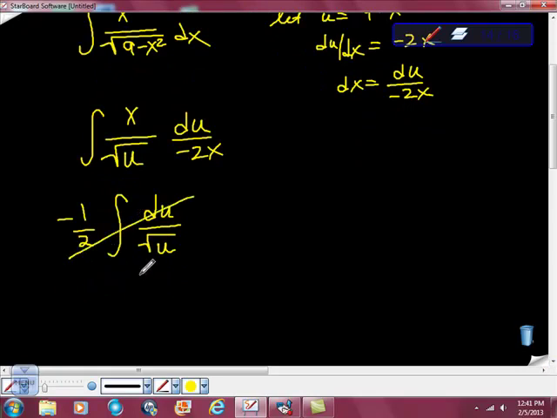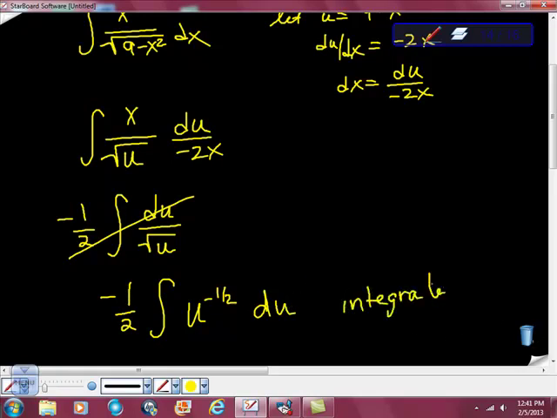So I'm going to rewrite it this way. See if this makes better sense. I'm just trying to be a little bit creative with how I'm going to get my answer. I'm going to take u to the negative 1/2 du. Isn't that true? And now we can integrate. Very good. So I'm going to go ahead and integrate here.